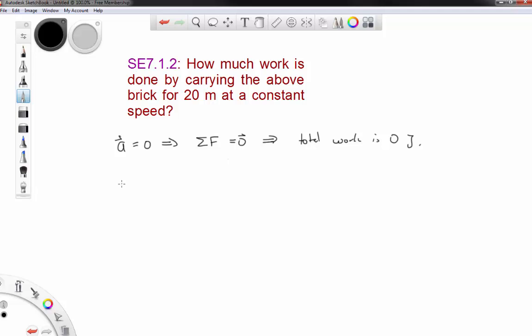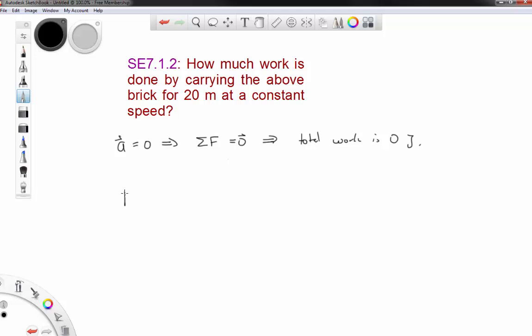But if we want to make this question slightly more complex, we might ask how much work is being done by the person who is carrying the brick. Because gravity is acting on the brick and the guy is carrying the brick, both are applying a force. So it's also valid to ask how much work is done by a particular force.